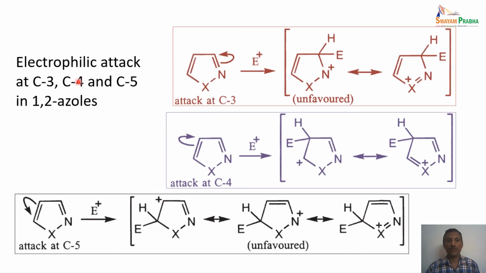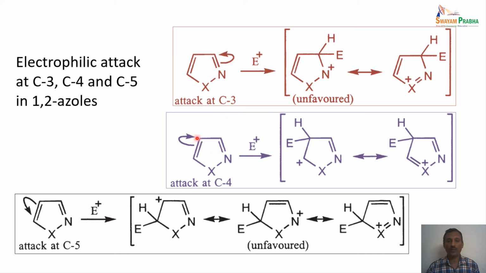Now let us look at the various ways by which the electrophile can attack the pyrazole ring. So we have electrophilic attack taking place on C3, C4 or C5. When the attack takes place on the C3 carbon, this is the intermediate formed, and there is a positive charge on the nitrogen, and this is quite an unstable species. That is the reason this is an unfavored one. In other words, the attack on C3 is least likely.